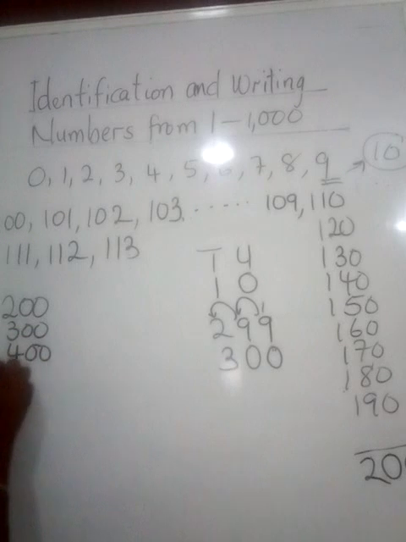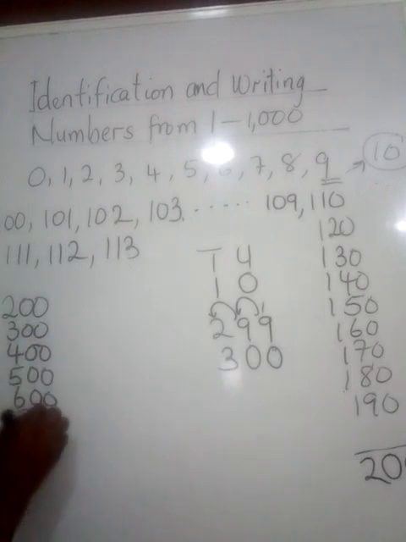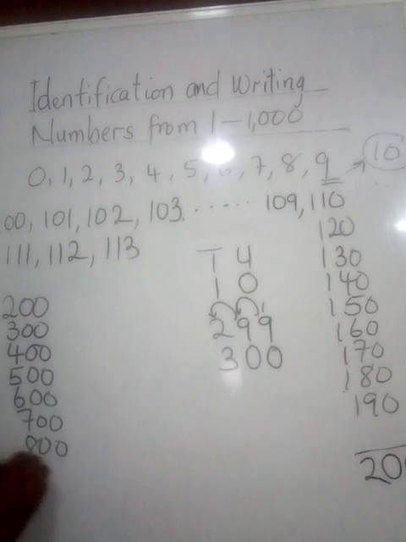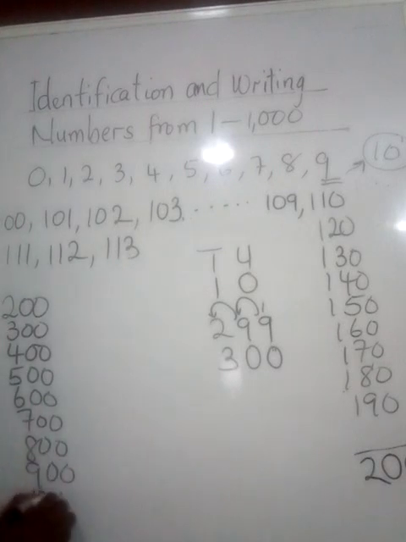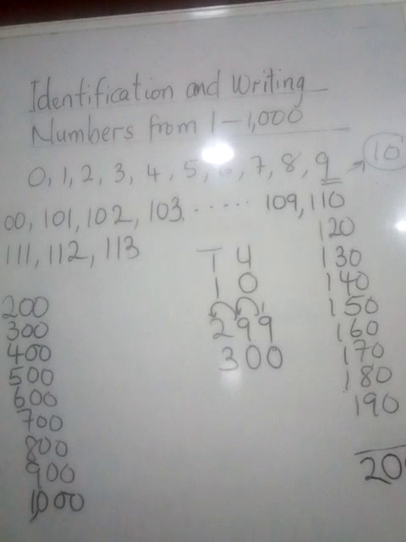From 400, you go to 500, 600, 700, 800, 900, and after 9 is what? 10. Let's write our 10 first, then you add your 2 zeros. That is 1,000. So once you have an understanding of your unit, tens, hundreds, as in the place value, it will help you in identifying these numbers.